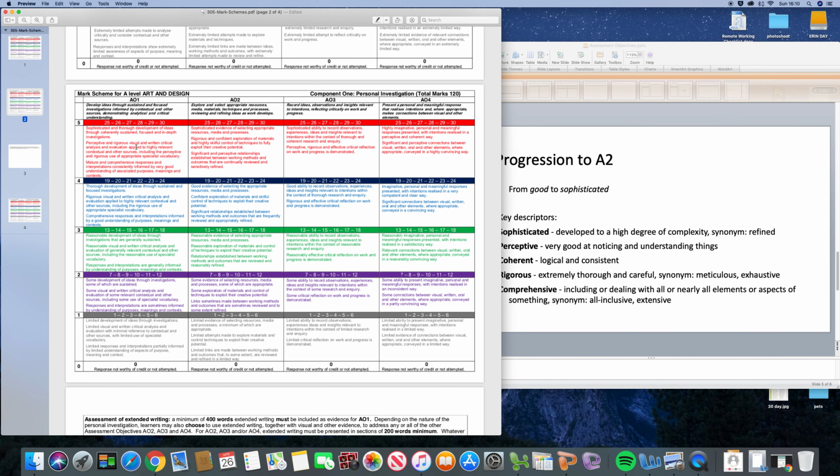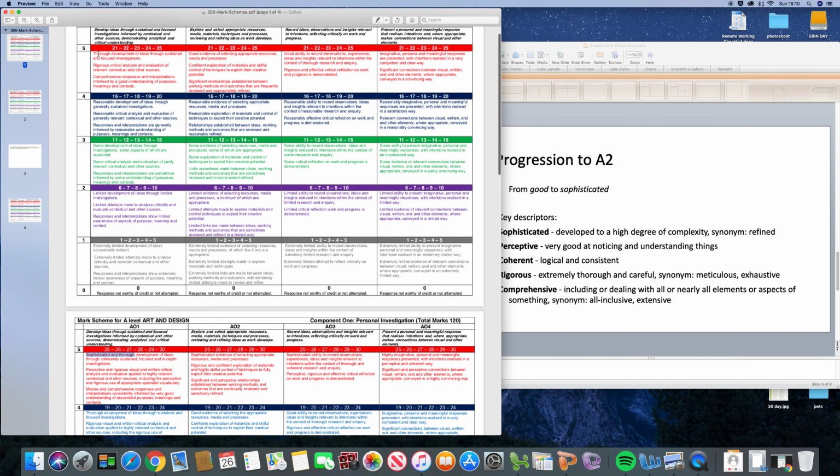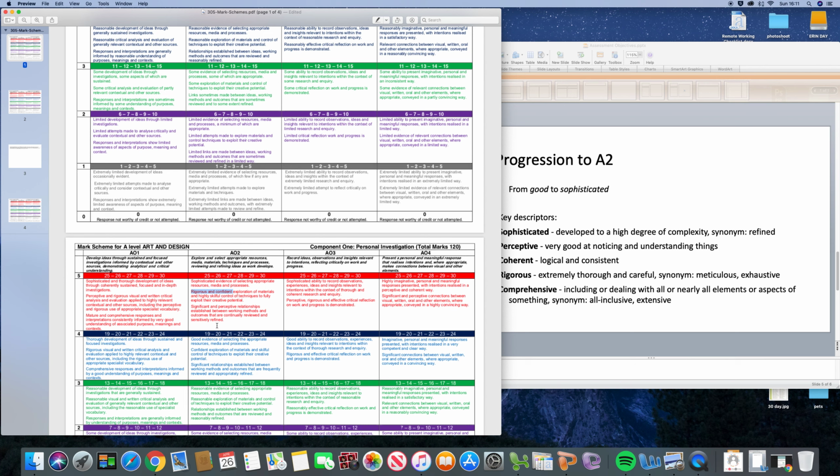So you'll see straight away they've added in more to that top band, sophisticated and thorough, instead of just thorough. Here, not just good evidence, but sophisticated evidence. Not just rigorous, but rigorous and confident. Not just good again, but sophisticated. Not just rigorous, but perceptive and rigorous and effective. Highly imaginative. So you can see that they want more from you in second year.